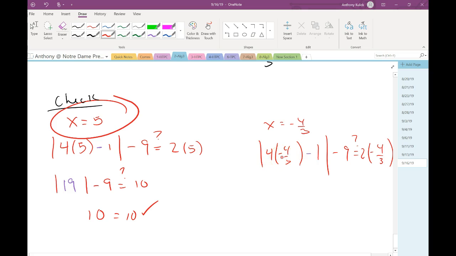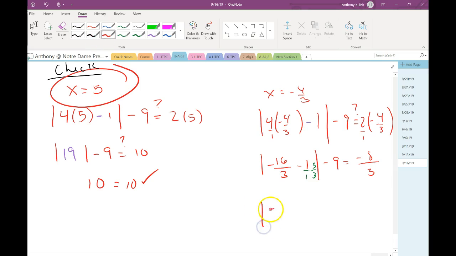This one, how do I multiply 4 times negative 4/3? So I'm going to think about 4 as the fraction 4 over 1. And to multiply fractions, I just multiply the tops together and the bottoms together. And similarly here, I think of that as 2 over 1. Okay. The next thing I need to do is negative 16/3 minus 1. In order to subtract two fractions, what do I have to have? Common denominator. What would the common denominator be in this case? 3. So to do that, I'm just going to multiply 1 over 1 by 3 over 3. So negative 16 minus 3 is negative 19, and then the denominator stays the same.